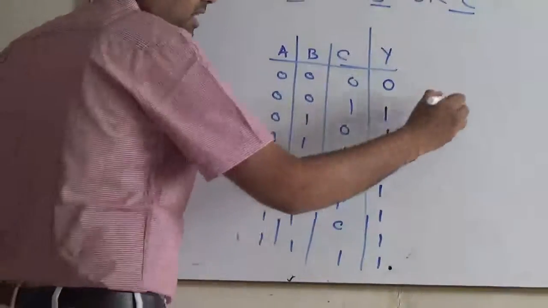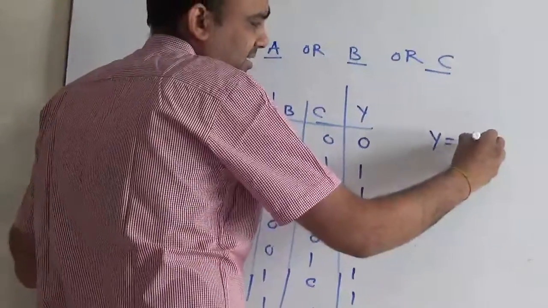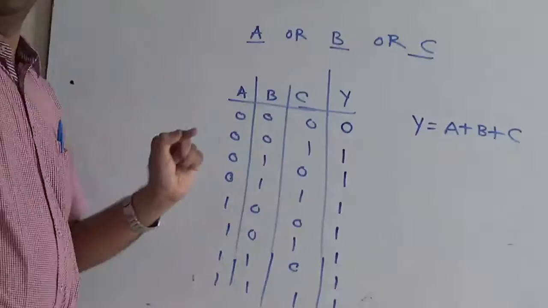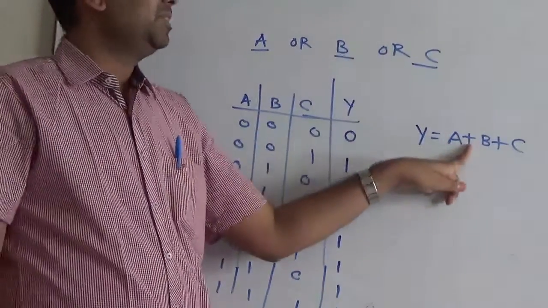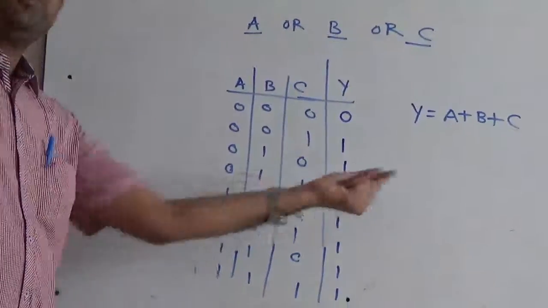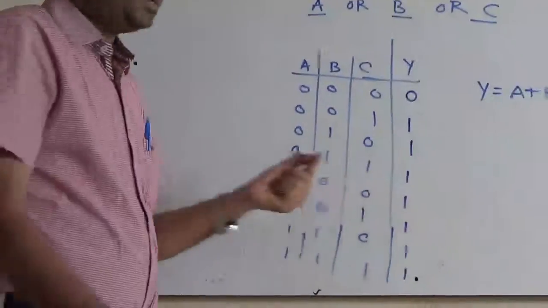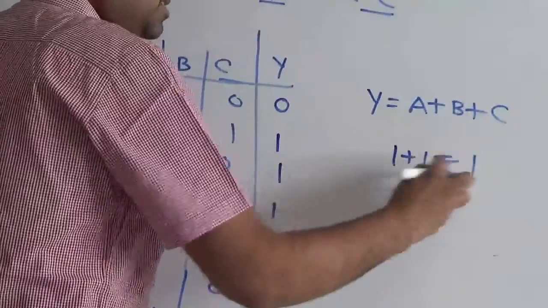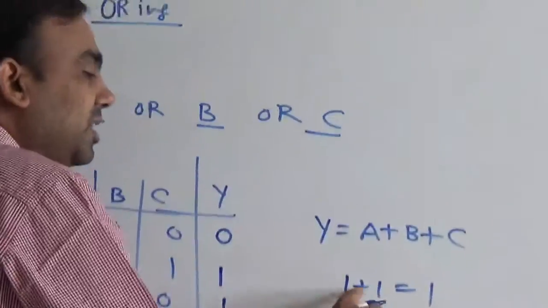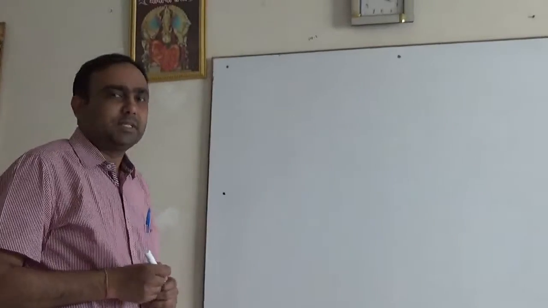This is not addition, although we write this as A plus B plus C. This plus is for ORing, not for addition. Most students tell me that this is addition. If you add, what will 1 plus 1 be? It will be 2, it will not be 1. Here 1 plus 1 is 1. It's not addition, it's the ORing. So I say 1 OR 1 is 1.